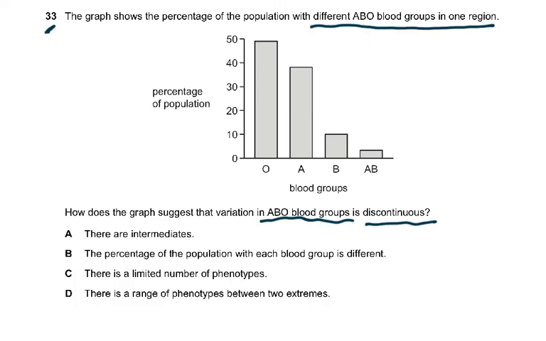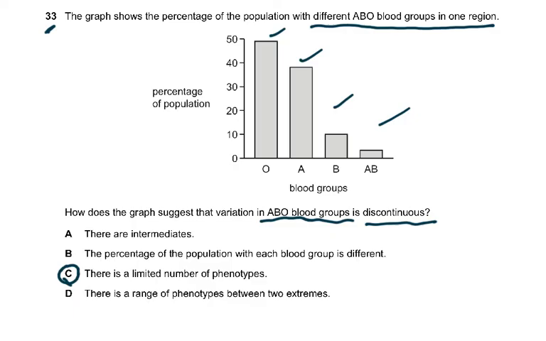So this is a discontinuous variation. In discontinuous variation, there is a limited number of phenotypes. So there are only four blood groups. There are no intermediates. Like we say, height of 16-year-olds is continuous variation. In this, we only have four possibilities: either a person is O, A, B, or AB. Of course, it can be positive or negative, so there'll be eight. Can't be more than that. So limited number of phenotypes.